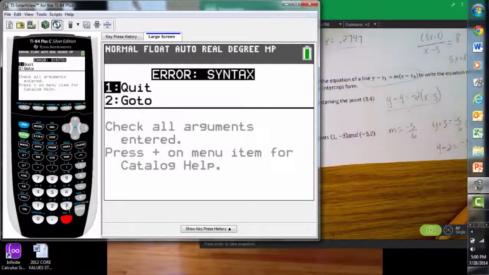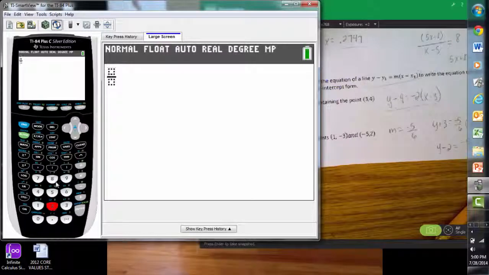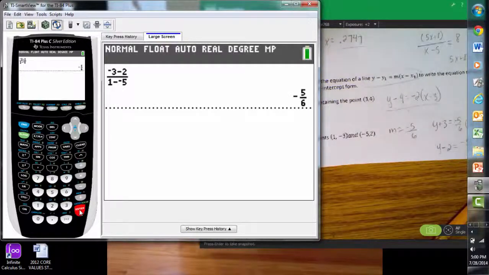And again, it doesn't matter what order you go in, as long as you always go in the same order. So I'm going to go -3 minus 2. I'm going to arrow down. I'm going to do 1 minus -5. Enter. And the beauty of that is not only does it do the math for you correctly, but it also reduces it if necessary.